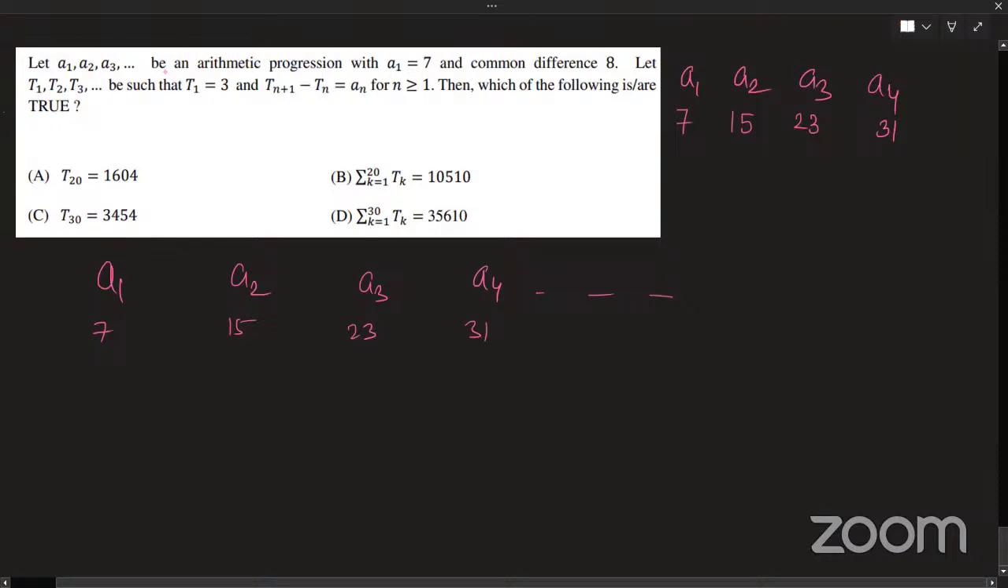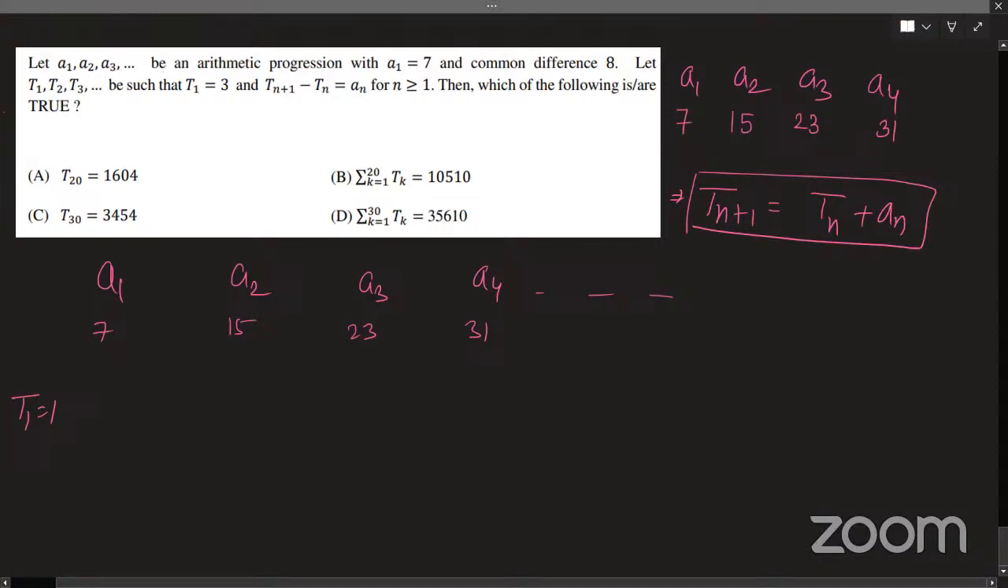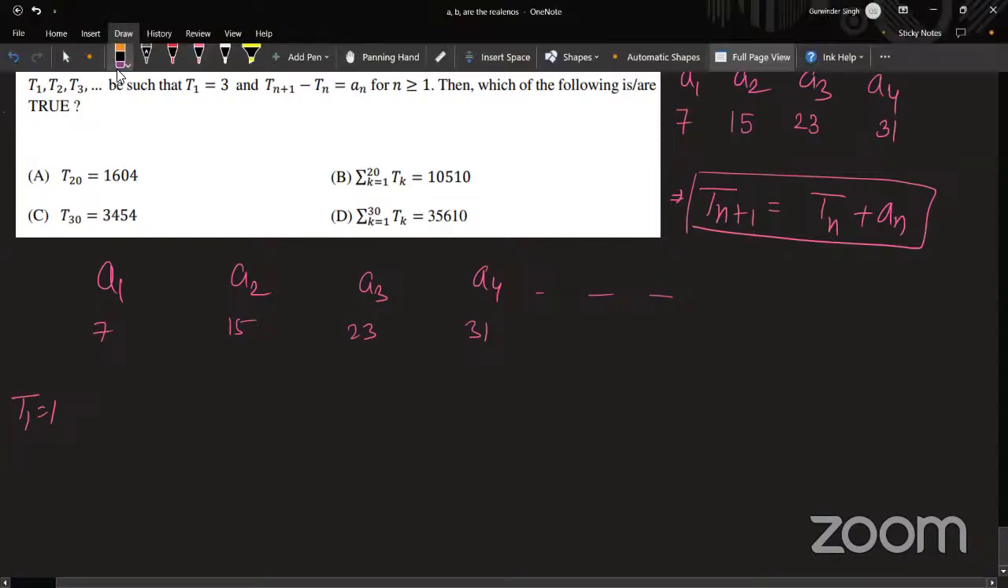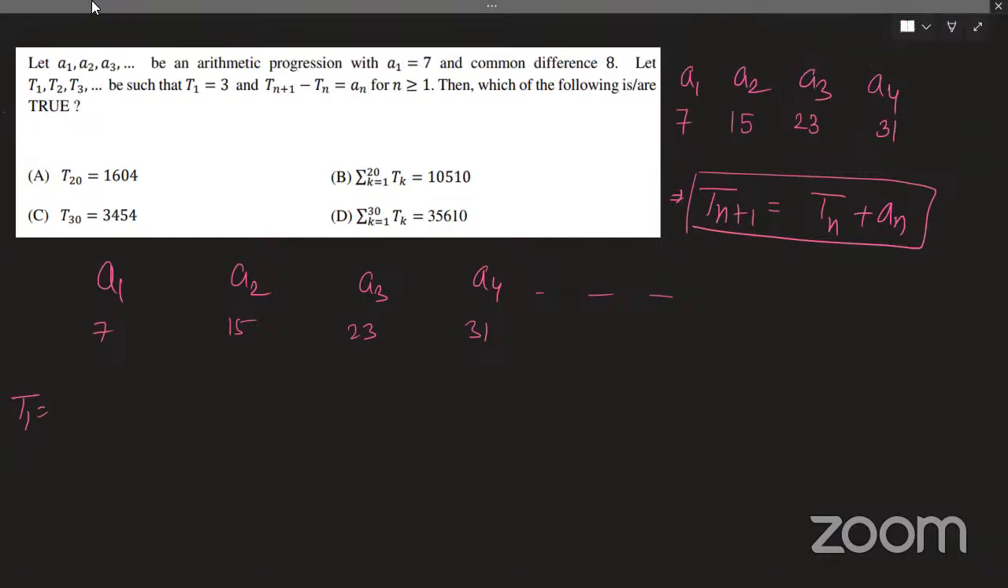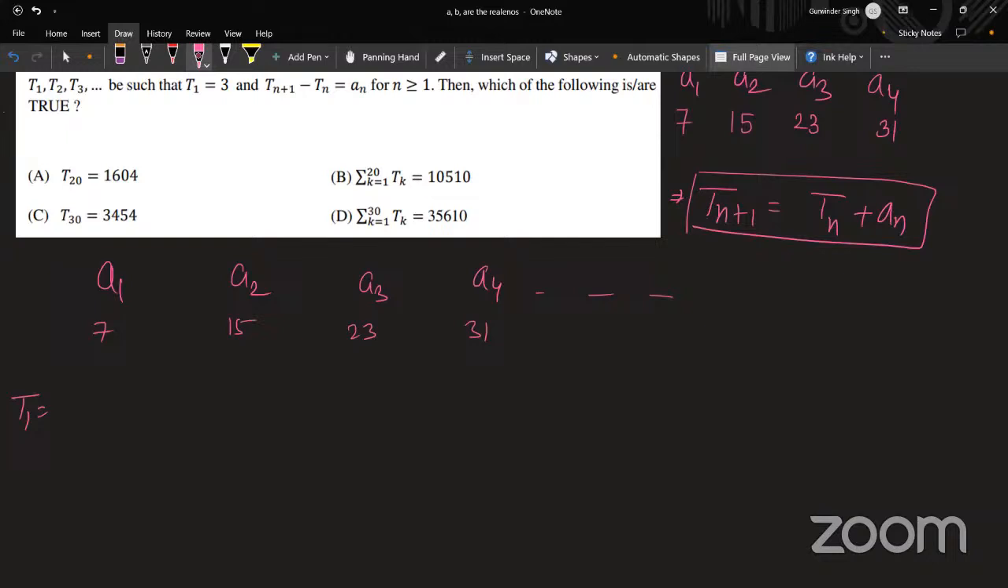After that, it is telling me that T1 is 1, and after that it is telling me that T of n plus 1 is equal to Tn plus An. So basically, T1 is equal to 3. Sorry, it is 3. Correct. T1 is equal to 3.